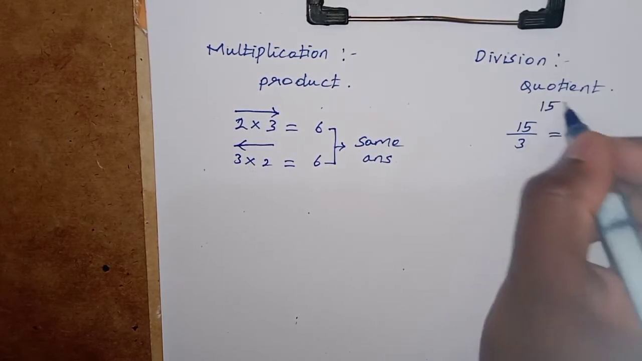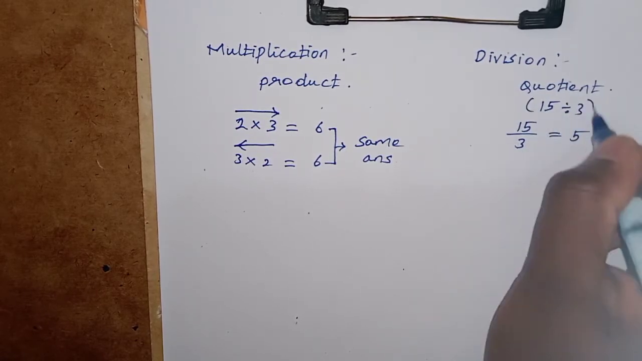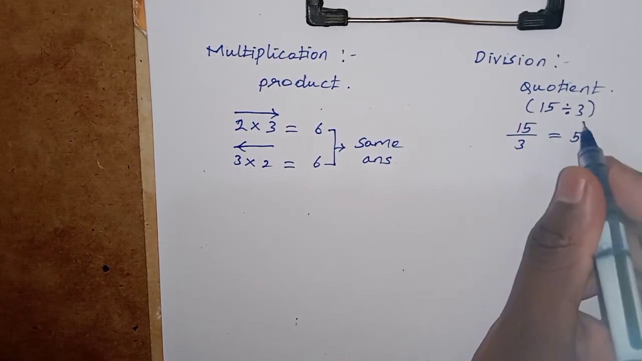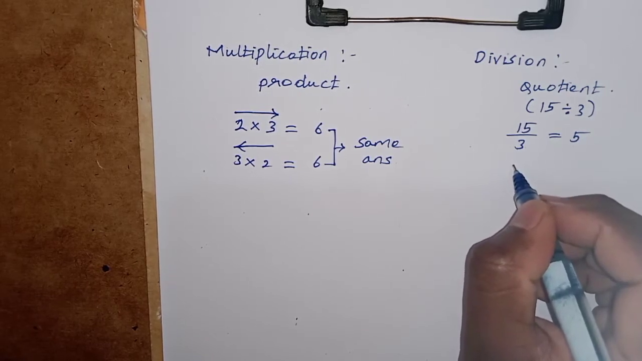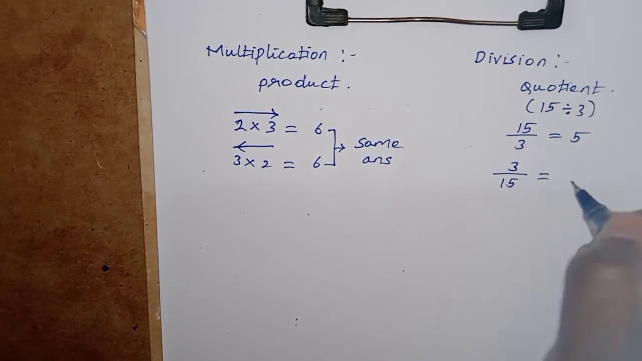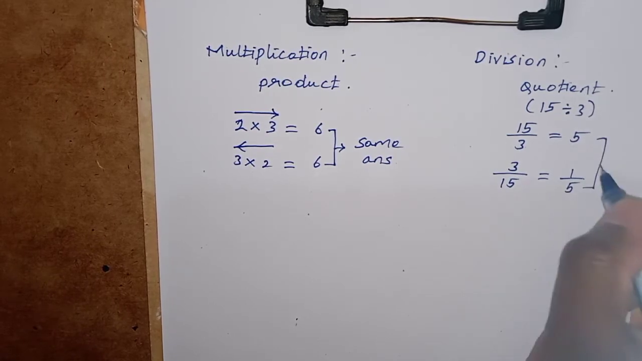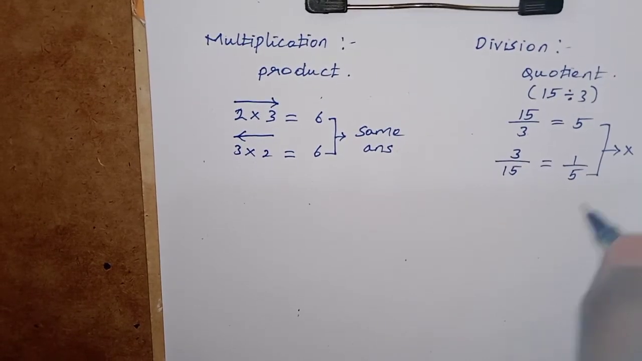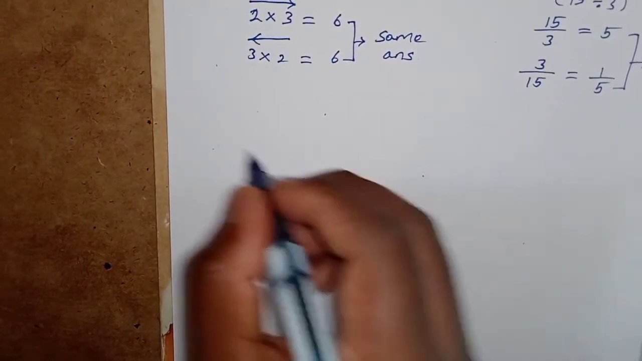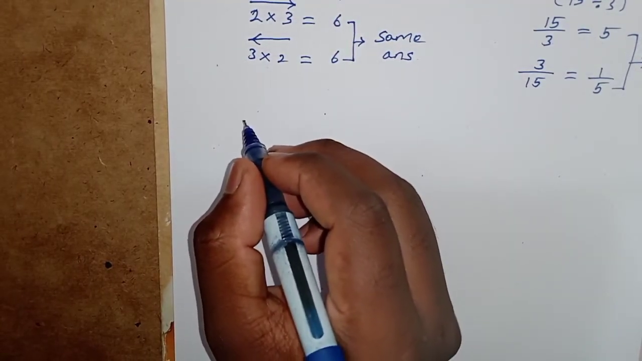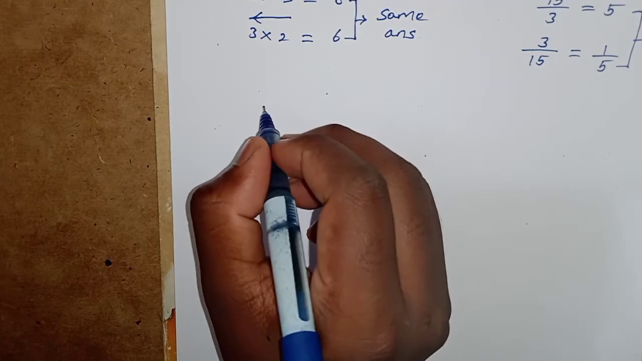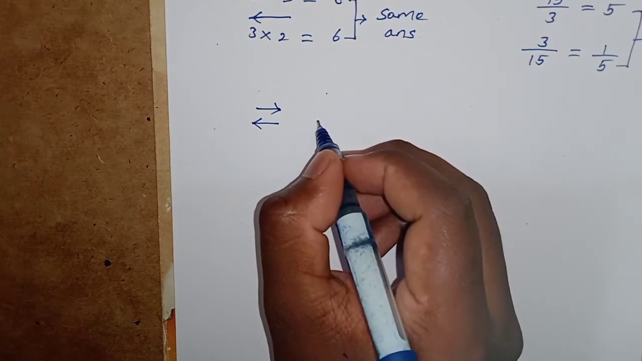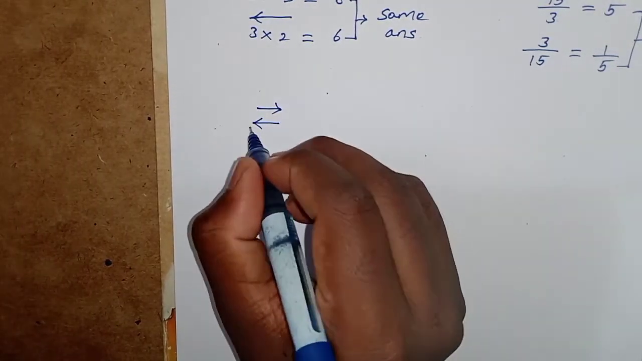15 divided by 3 you will get the answer 5. Suppose you come through right to left, therefore 3 divided by 15 equal to 1 divided by 5. Therefore here it is not satisfying. Here you have to understand clearly. For addition and multiplication we have these properties. Here left to right, right to left.